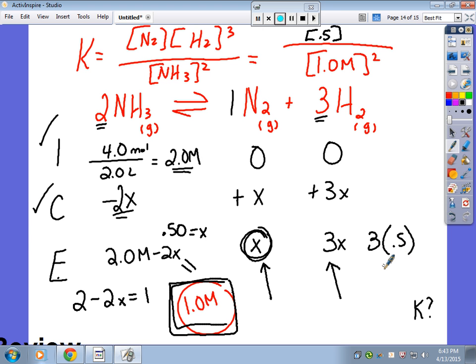is 1.5, isn't it? And what am I going to do with that value? I'm going to cube it. How come? Because that's what my equilibrium expression up top tells me to do. Okay? So now that I know those, I can go ahead and solve. And when I solve, my value for K is 1.7.